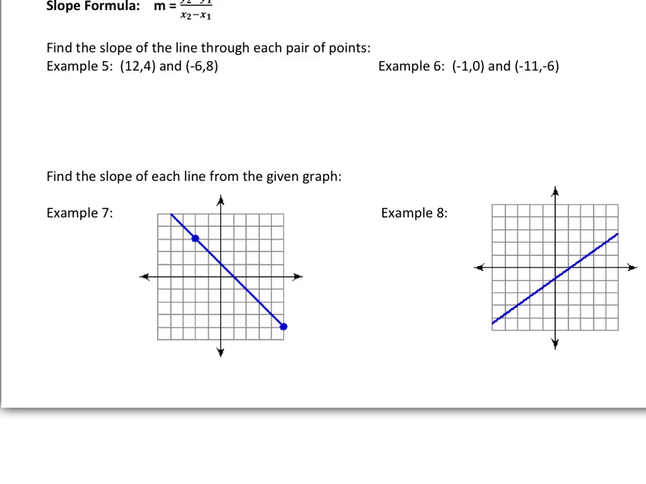Lesson 1.1, Video 5. Finding the slope of a line when you're given a graph. We talked about coming up with the slope given 2 points. Well, coming up with the slope given a graph can be somewhat easier. So let's focus in on this one graph in particular.